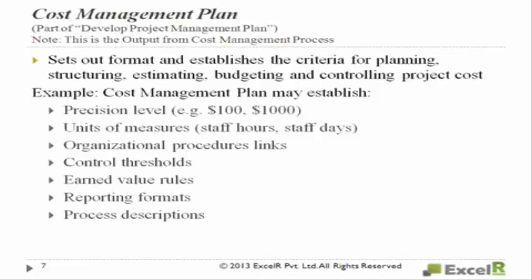So what is the precision level? The rounding, where do you round up? Sometimes it's difficult for you to calculate 0.99 cents and all. So you have to round up to the nearest integer. So that's the precision level.